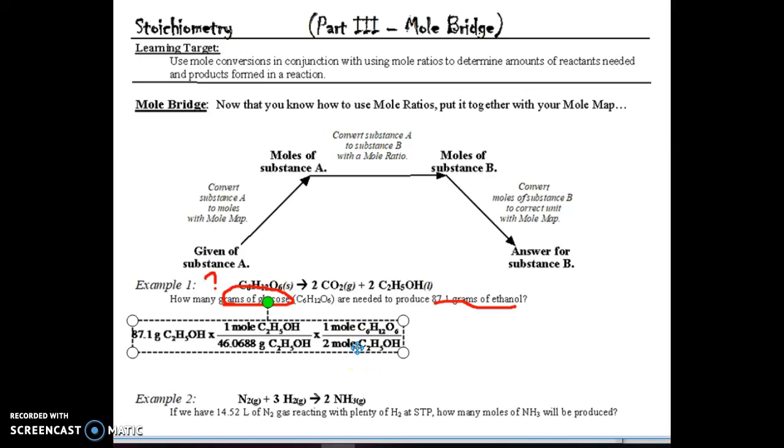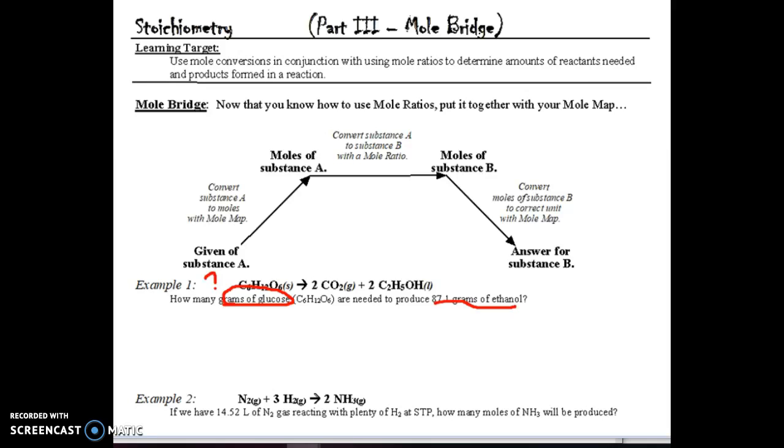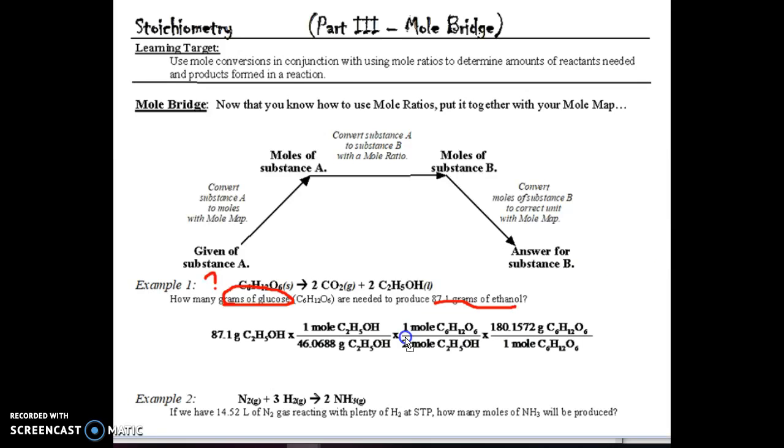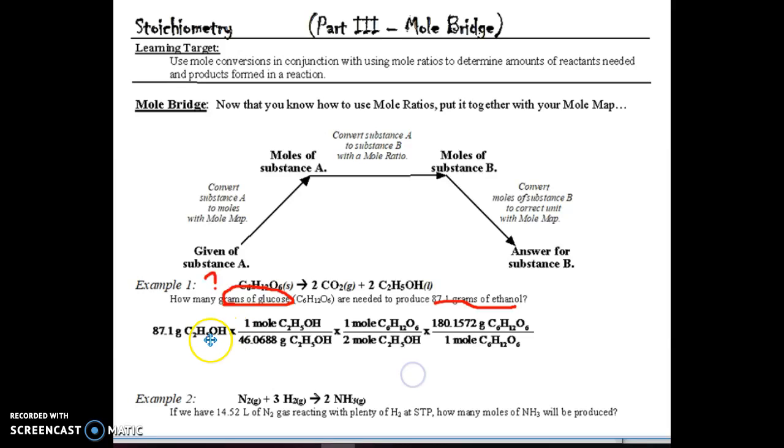The question is asking me to solve for grams of glucose, so I'm not quite done yet. I am going to add on one more fraction, and that fraction is going from moles of glucose to grams of glucose. This 180.1572 is the molar mass that I've added up from the periodic table. Here is all my work that I need to do to solve this problem. You can see that I'm taking that value and multiplying it by a series of fractions. Take a moment right now and plug that into your calculator and see what you get.